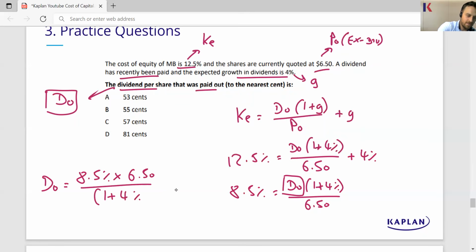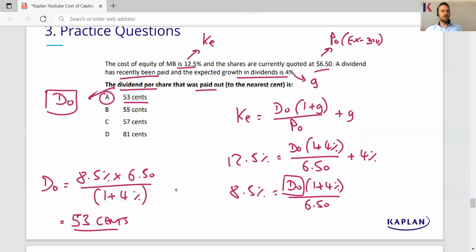And again, if you need a little recap of rearranging, there's plenty of resources available on my Kaplan and lots of other platforms if you need to look at that. So if we do that times 650 divided by 1.04, we end up with 53 cents. It's actually 53.1, or 0.53 it comes out as, but that's absolutely fine. So there you go. The answer would be A, 53 cents.